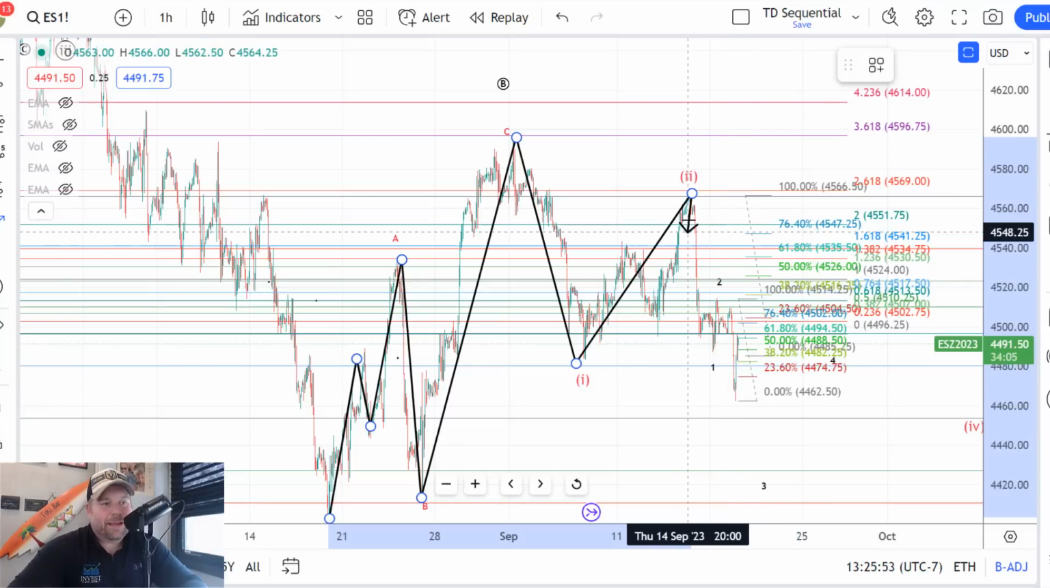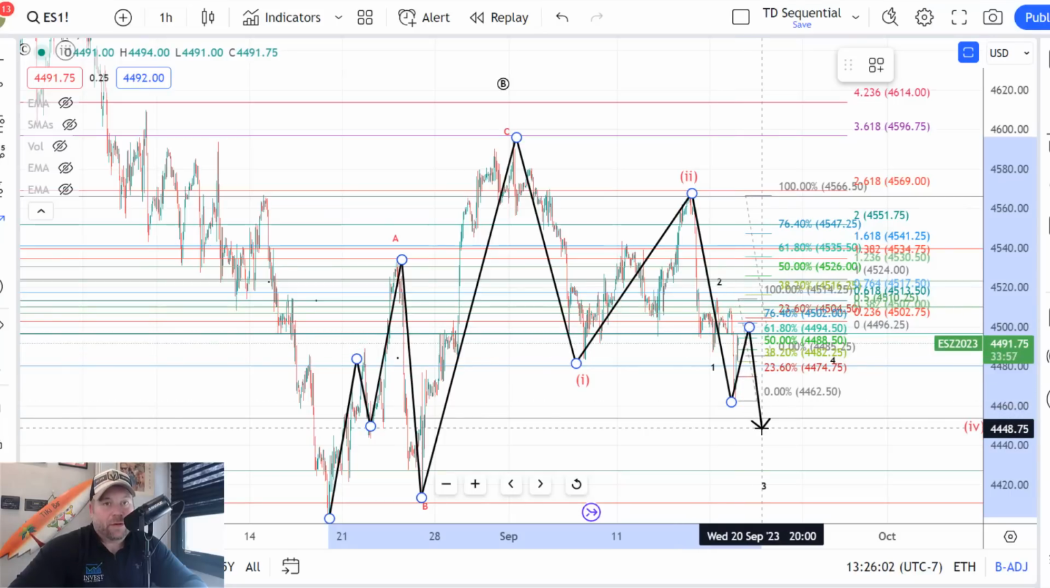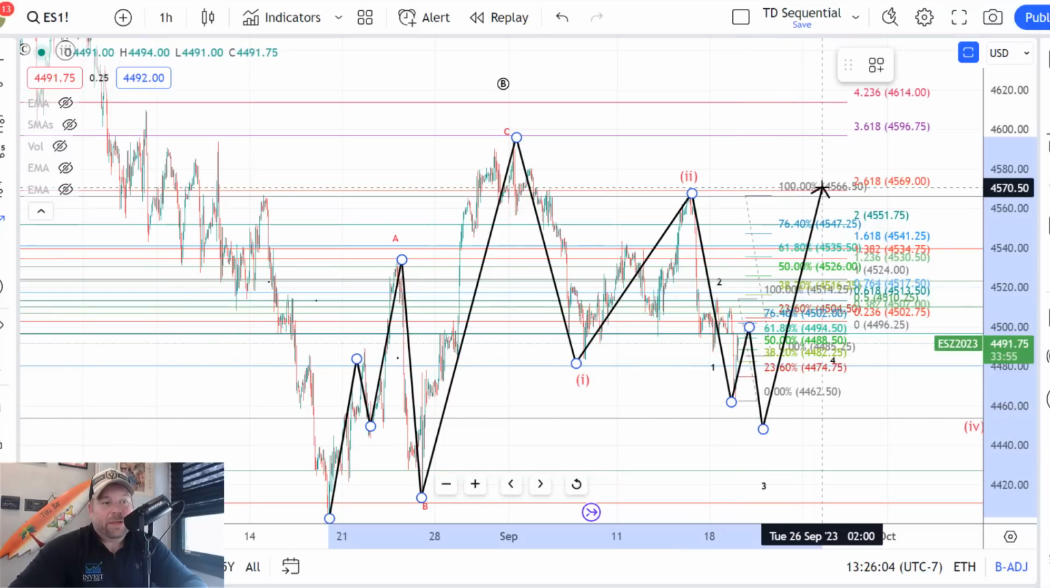And in that count, okay, this would essentially be wave 4 of C bouncing up, and then down into 4453 would be 5 of C, and then we'd start the diagonal higher. So that 4453 is a crucial level. You have a 100-day moving average sitting on it.